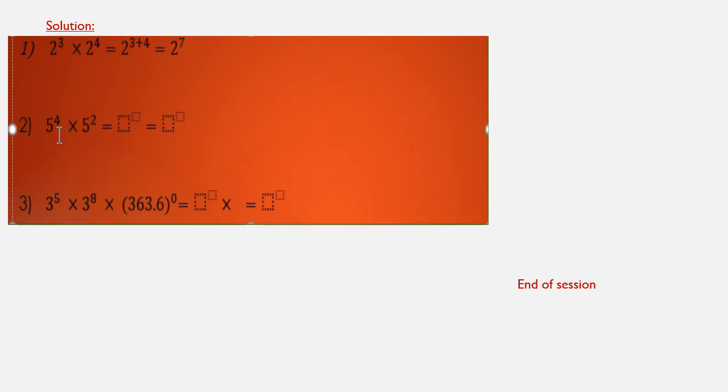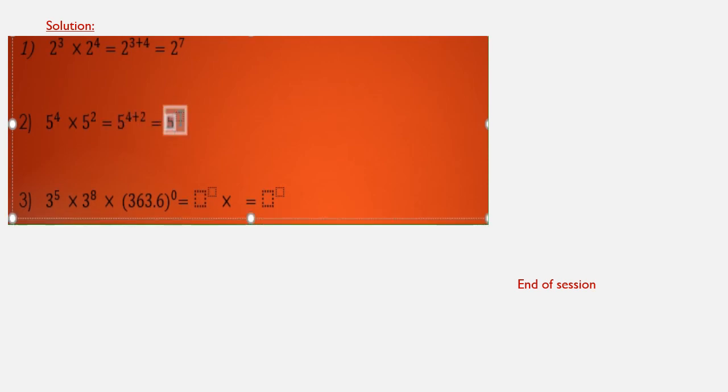Part 2, 5 to the power 4 times 5 to the power 2, or 5 square. As we notice, here also we have the same base but different powers or exponents. So we keep the base, which is 5, and we add the exponents. 4 plus 2 is 6, so the answer will be 5 to the power 6. So also the answer is in the form of one power.